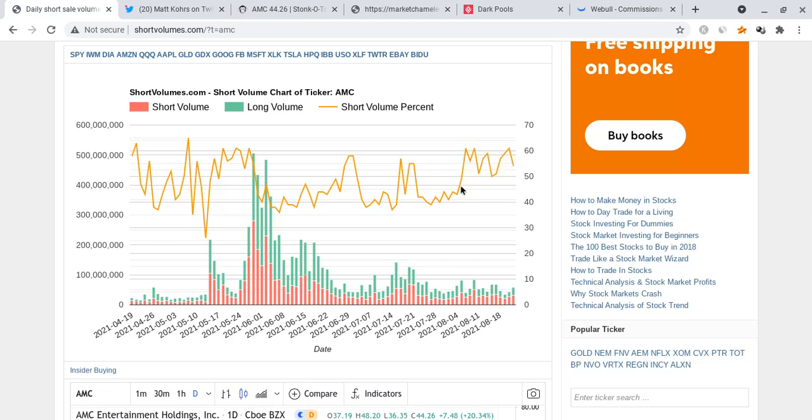Right over here, we can see the short volume percentage of AMC. This is how much of all the volume is short volume. And you'll see that there was a big attack on 8/20 at 61% short volume.